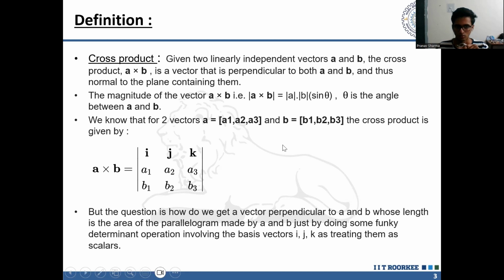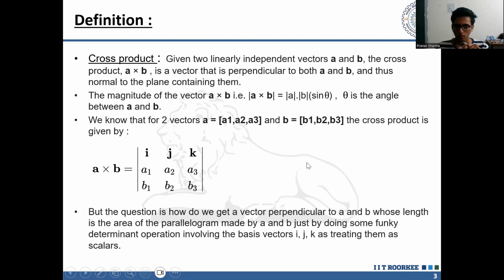Now, generally what we are taught is that when we want to find the cross product of two vectors A and B, we write in this format where these are the basis vectors i, j, and k, and these are the components of vectors A and B along the specific directions.